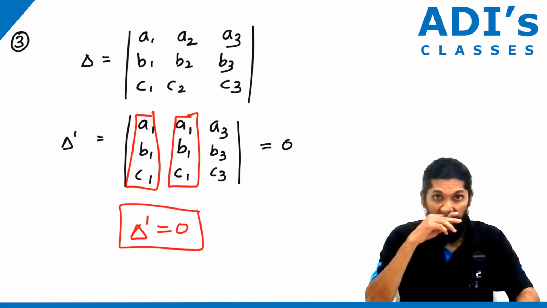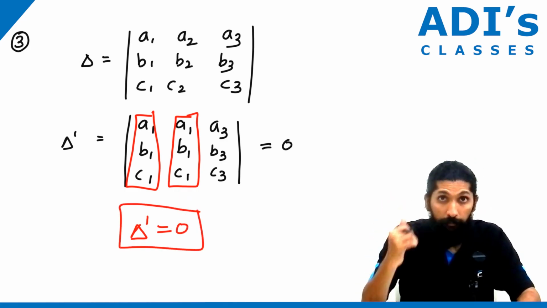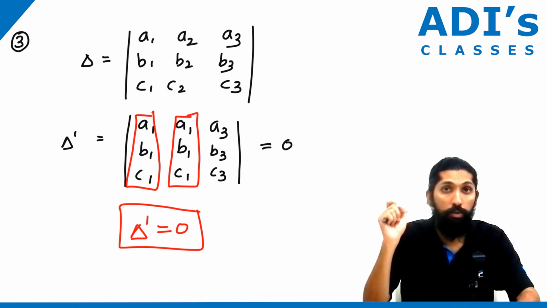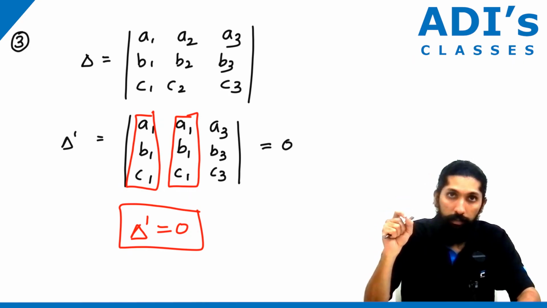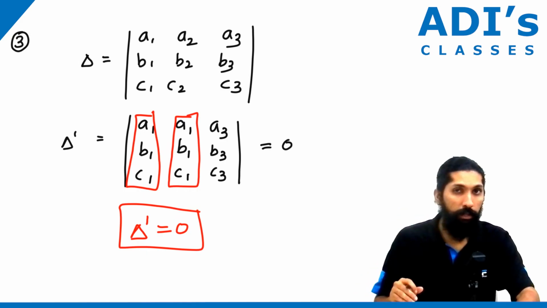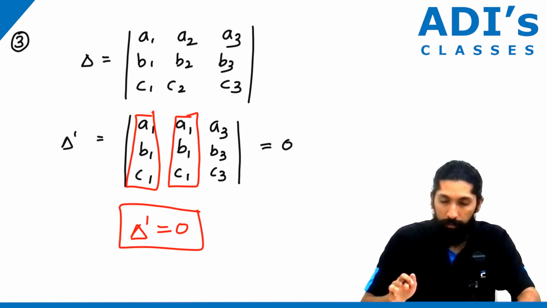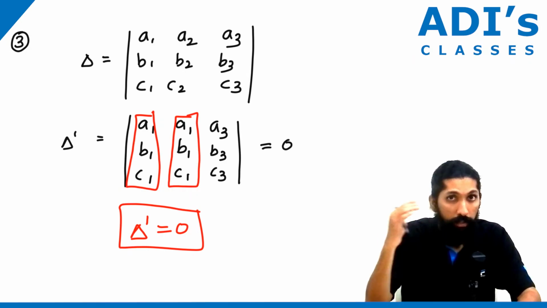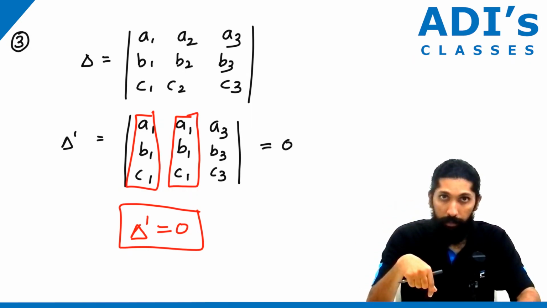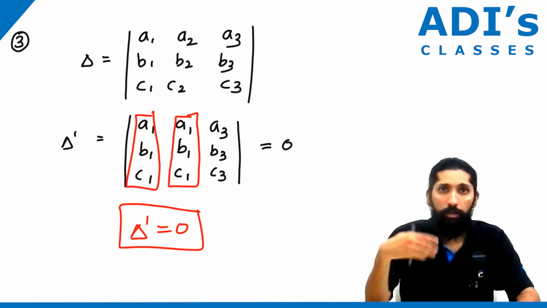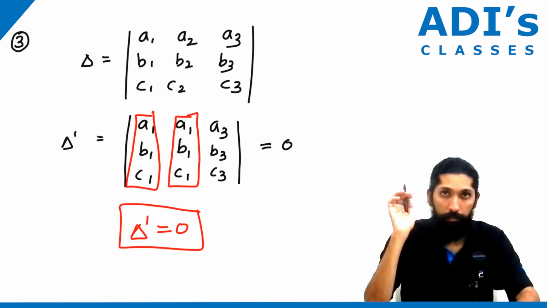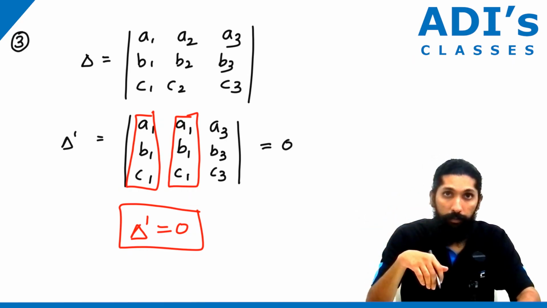That's why we can say that delta dash becomes 0. So the rule is, if you have two columns the same or two rows the same in a determinant, then the value of the determinant becomes 0. Fair enough? This is a very, very useful property. The second property, interchanging of row and column, and the third property. And you're going to learn more properties. These properties are extremely useful in solving problems. Now we'll look into the fourth property.